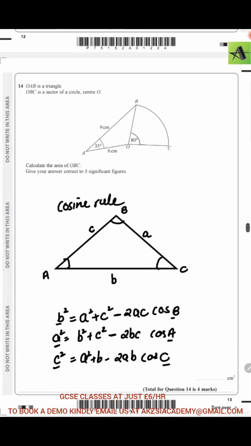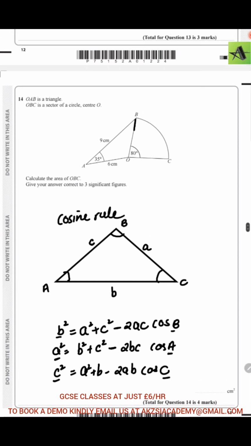Now, if we try to apply it here, because we want to calculate this side. As I told you, it's important which angle is given. This angle is given, right? Angle A is given here. So we will be applying this. In that case, this is going to be side A, because opposite to angle A is side A.